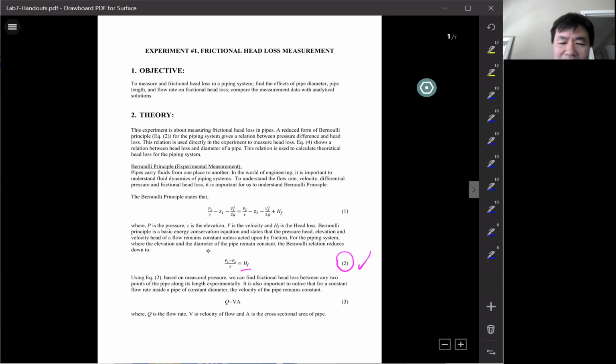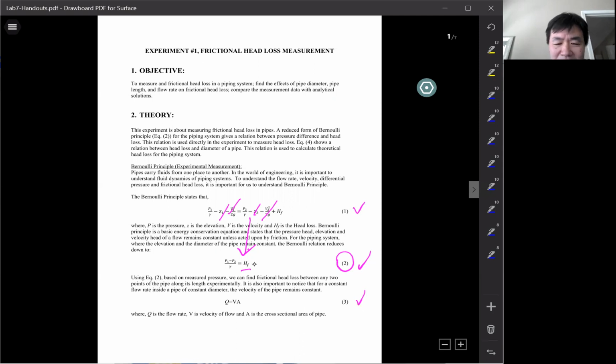Equation 1 obviously is the Bernoulli equation between the 2 points. Notice there's no pump involved. The starting point 1 and ending point 2 are your 2 measurement points, so there's only head loss in between these 2 points. Because velocity is the same and elevation is the same, that leads to this equation to measure the loss: delta P divided by gamma. Equation 3 is just the flow rate equation. Everybody knows velocity times area.